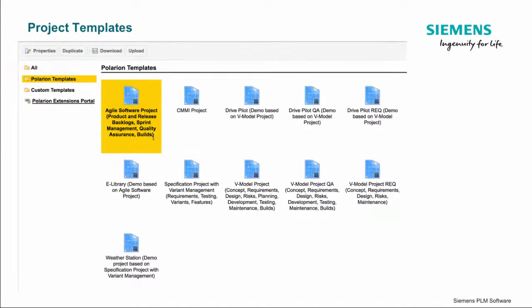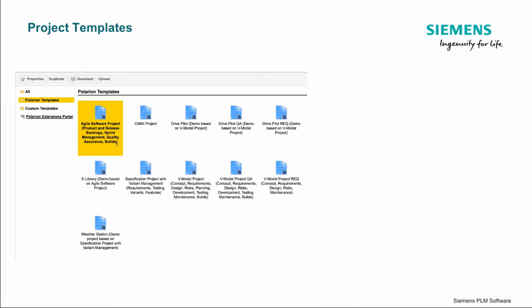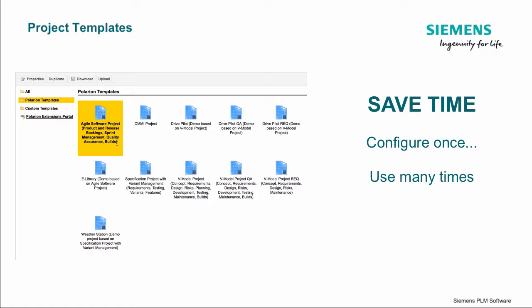Polarian ALM comes with predefined project templates, which you can reuse and modify as needed. Project templates are a huge time saver. You configure everything once, from artifact types and their workflows to default work items, specification documents, and other content, and you reuse it all for multiple similar projects.